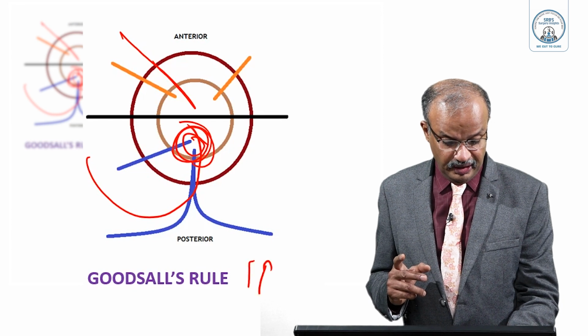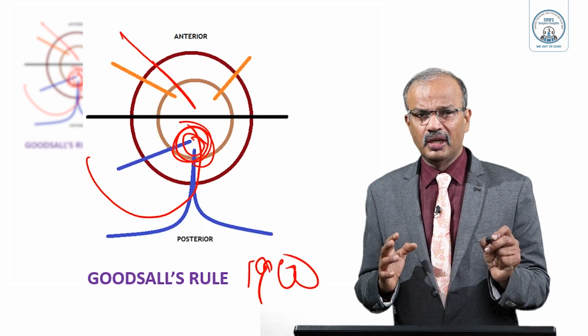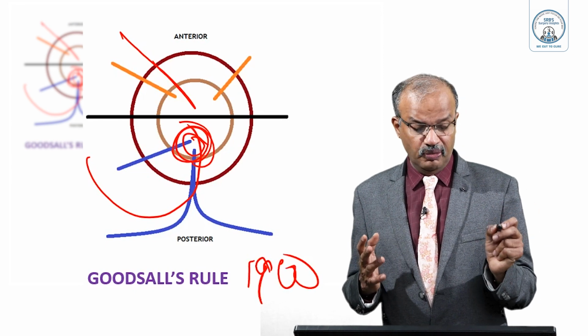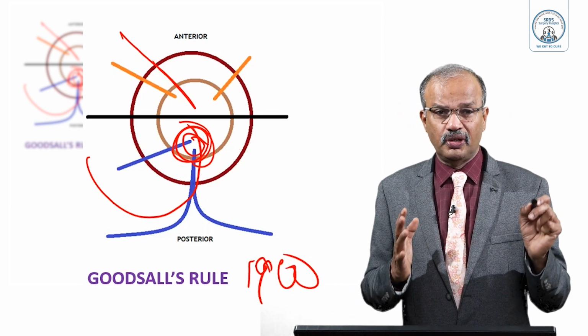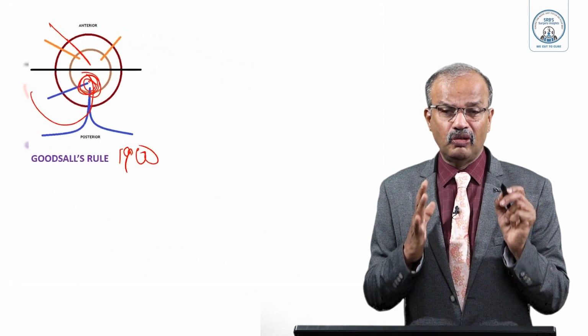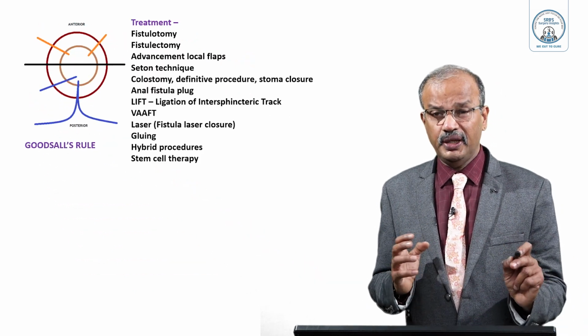In 1900, Goodsall started this rule. Still holds good. There may be some shortcomings, but still holds good. Anterior fistulas are radial and straight. Posterior fistulas are curved and always the internal opening will be in the midline. That point you always have to remember. So how to treat? Different procedures.